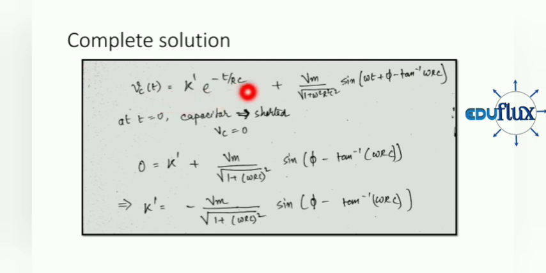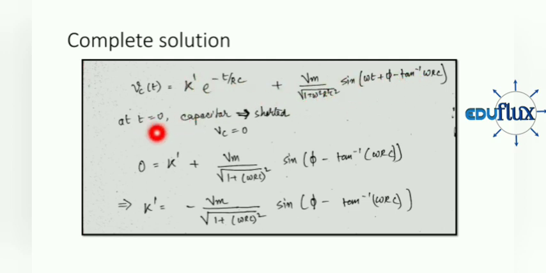Vc is equal to, this is the transient one, k dash e to the power minus t by RC, plus Vm over root of 1 plus omega square R square C square, sine of omega t plus phi minus tan inverse of omega RC. This part is the transient response and this part is the steady state response.